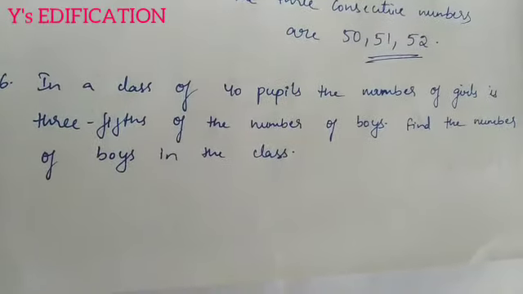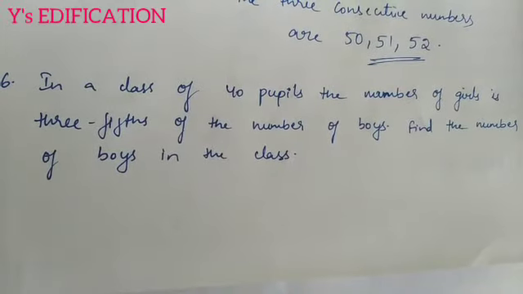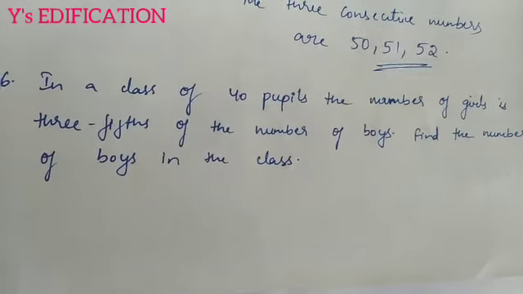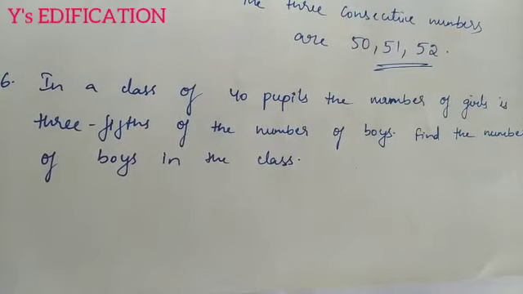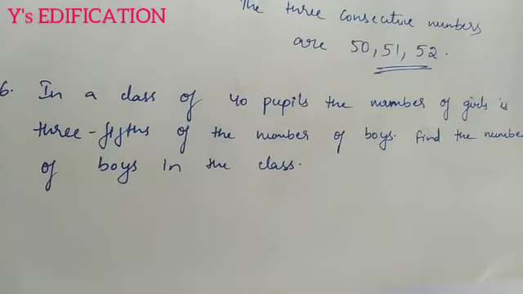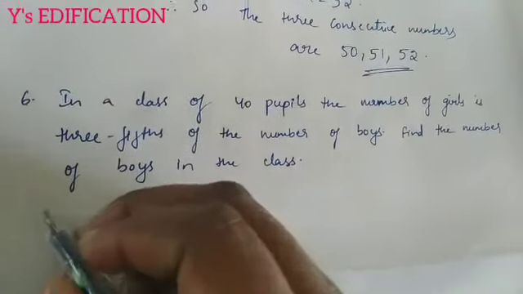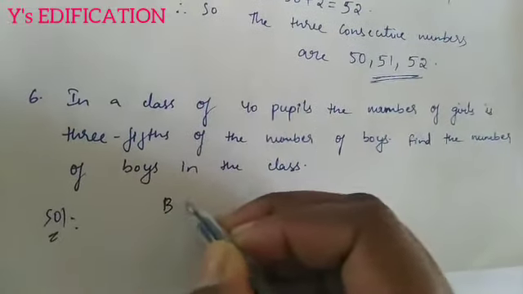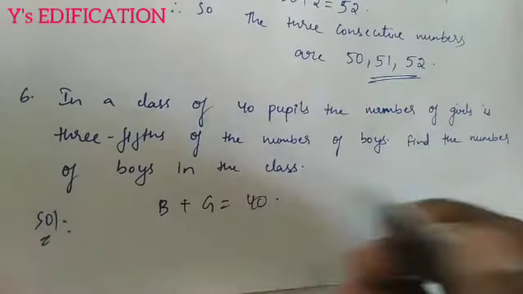In a class of 40 pupils, the number of girls is 3/5 of the number of boys. Find the number of boys in the class. Okay. Here they gave the total strength of the class. Total strength is 40. Okay. So what is the question? Boys plus girls is equal to 40.